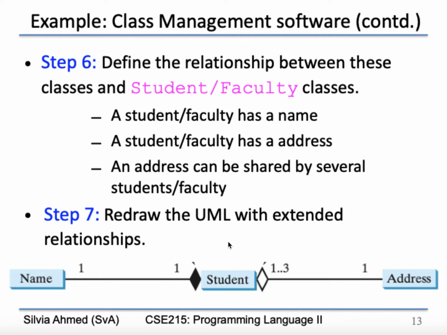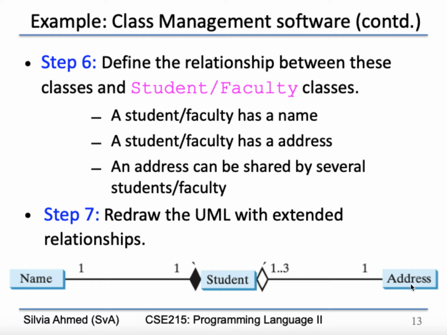So we should redraw the UML diagram with these extended classes. Here I'm just showing one part of the UML diagram. Okay, so we can see that the name class is now connected or related to the student class.